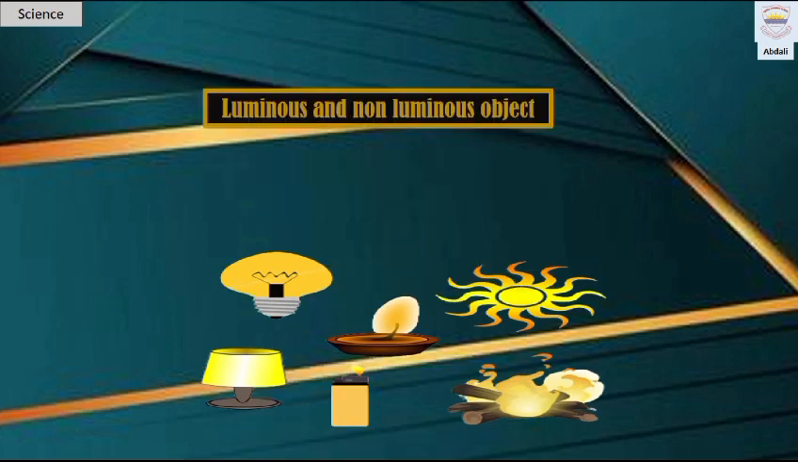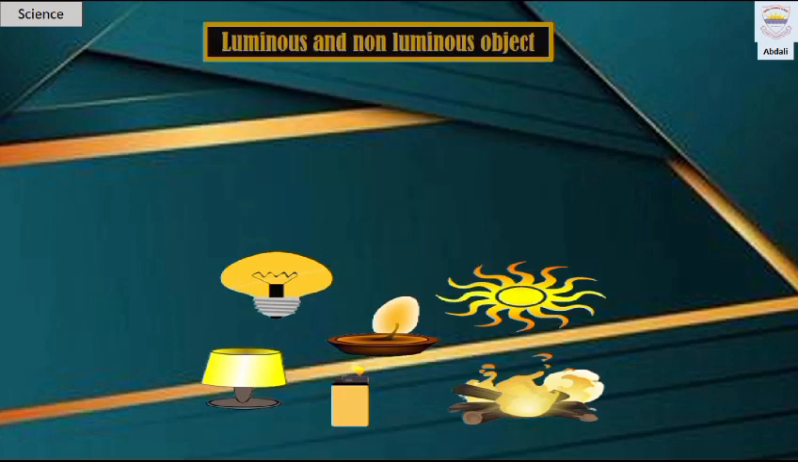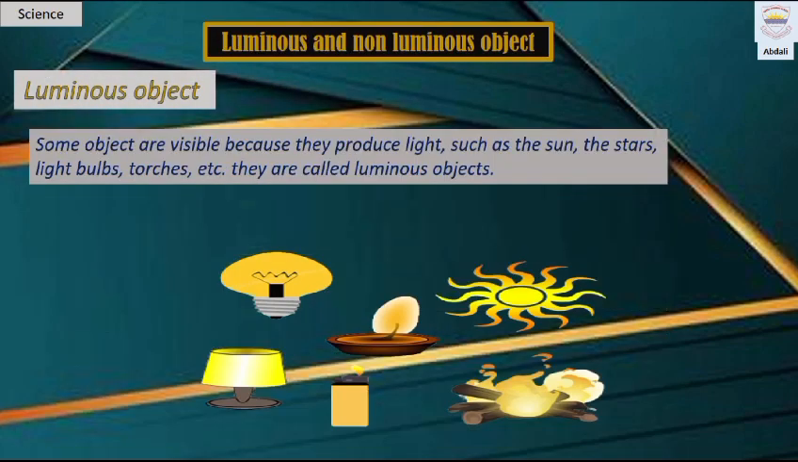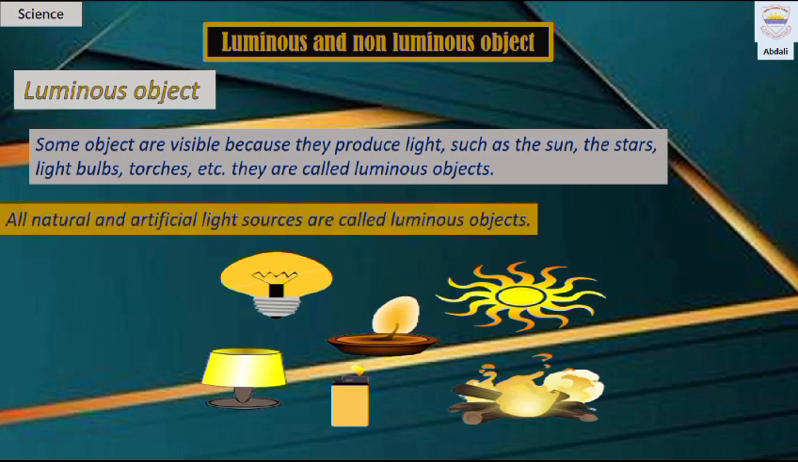Luminous and non-luminous objects. Luminous objects. Some objects are visible because they produce light, such as the sun, the stars, light bulbs, torches, etc. They are called luminous objects. All natural and artificial light sources are luminous objects.